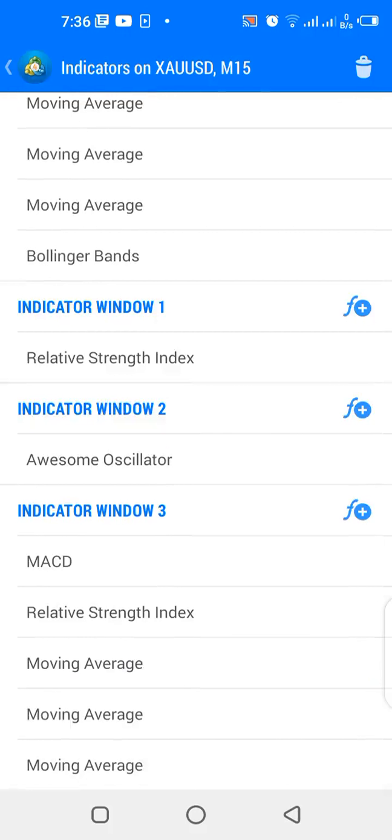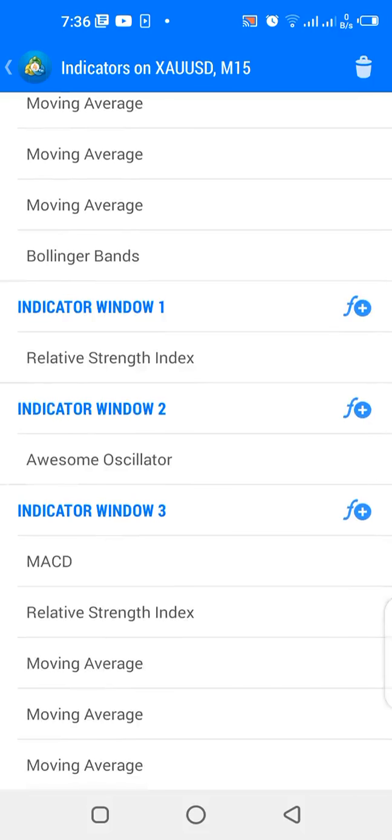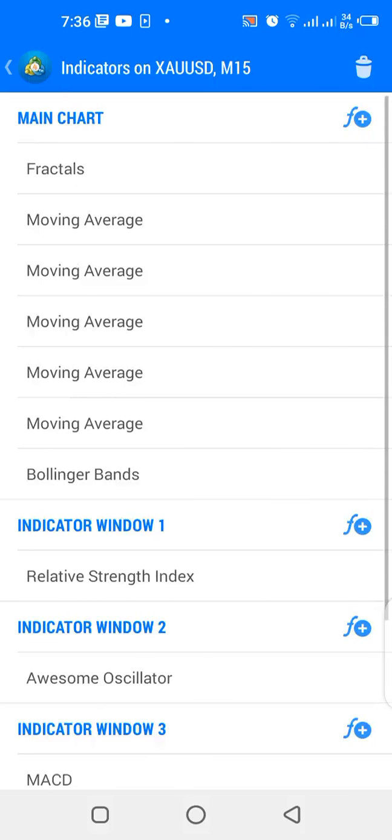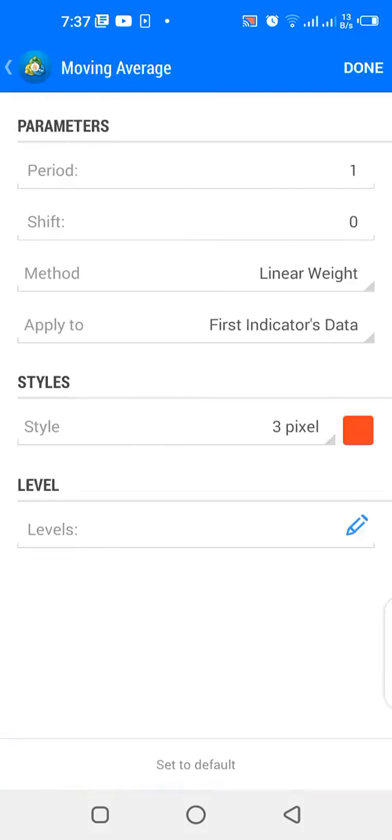All right, apart from the RSI, we have moving average. Period is 250. Method is linear weight. Apply to first indicator's data, and the color is blue. Okay, the next moving average, we have period is 200. Method is linear weight. Apply to first indicator's data, and the color is purple. And finally, the last indicator on indicator window 3, we have 1 period. Method is linear weight. Apply to first indicator's data, and the color is red.